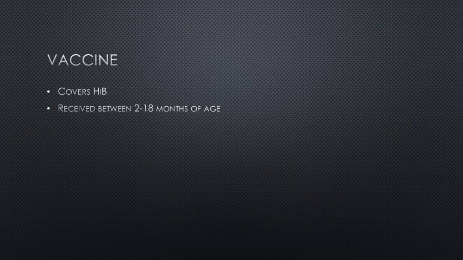So what about that vaccination? Well, as I mentioned before, it covers Haemophilus influenzae type B. It's a really great vaccine. Children receive the vaccine between 2 to 18 months of age. So they get 2 to 3 doses prior to being 6 months of age, and then they get a booster dose at 12 to 15 months of age that provides much more long-term coverage.